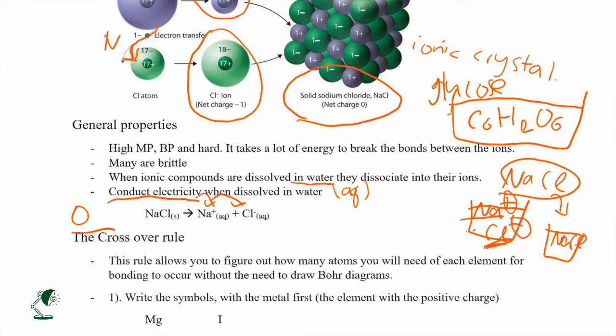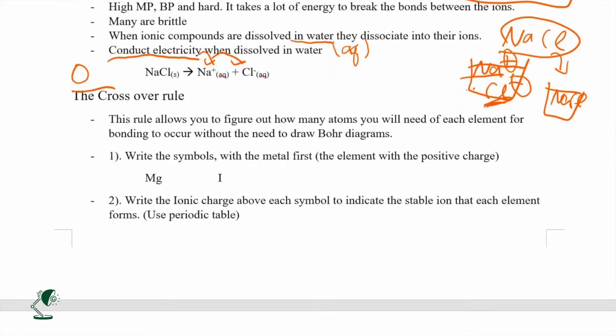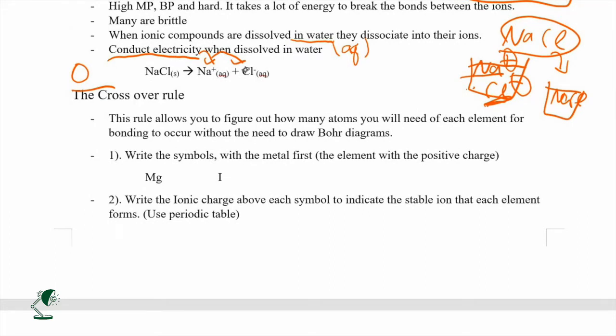Okay, clear. So let's go to the crossover rule. Imagine we have two different elements and you want to make an ionic compound with them. What do you do? You're going to use something called the crossover rule. Okay, so let's do it step by step. Step number 1, write the symbols with the metal first. Can you tell me which one is the metal between magnesium and iodine?